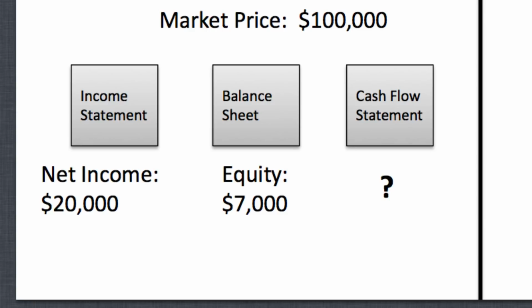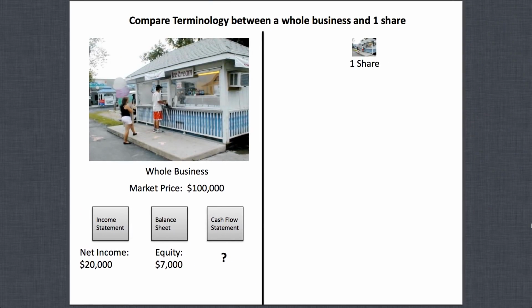So that's the terminology there. And if you want a further explanation, like I said, go back to Lesson 2 and 3 to really fully understand that. So when we look at the whole business, all those numbers pretty much make sense. And I'm skipping the cash flow statement because that's something that's taught later on in Course 2.